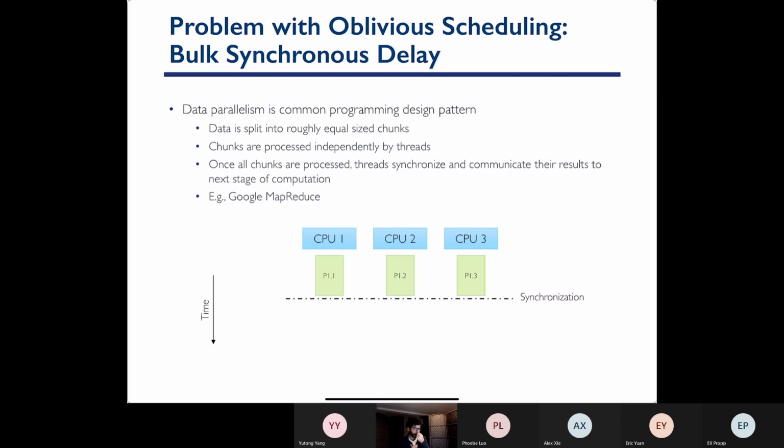Actually, before talking about the problem, let's talk about this notion of bulk synchronous parallelism. This is very common in systems. This is basically what is done in MapReduce, if you have heard of it. This is usually the case with TensorFlow applications and PyTorch applications. This is true with many of the big data machine learning applications that you have.